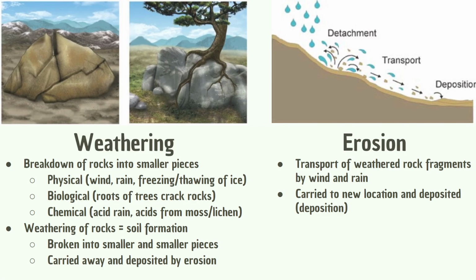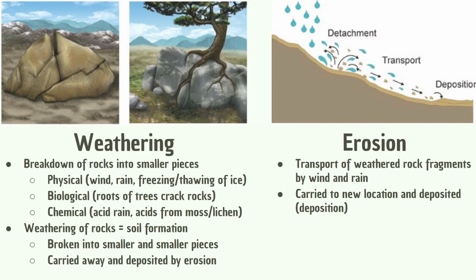Once we get weathering of rock, that is how we actually start soil formation. Those bits of rocks are broken down into smaller and smaller pieces, and those are the pieces that ultimately make up soil. Before that happens, we need erosion to take place as well. If weathering is the breakdown of rock, erosion is the transport of those little pieces of rock.